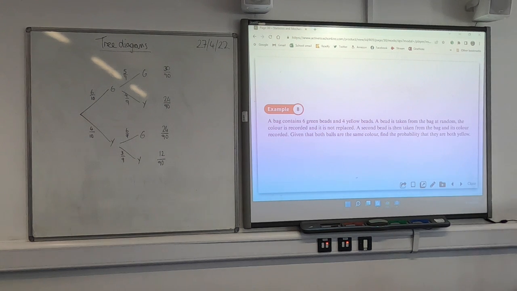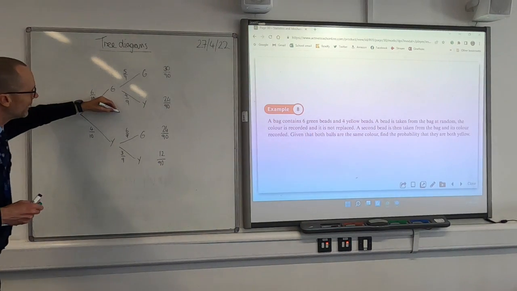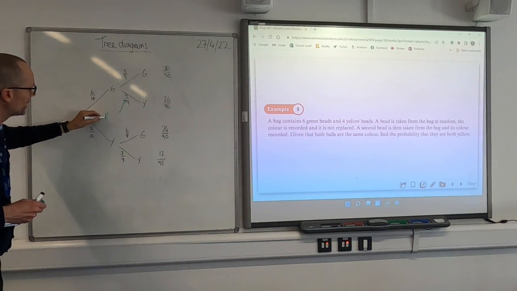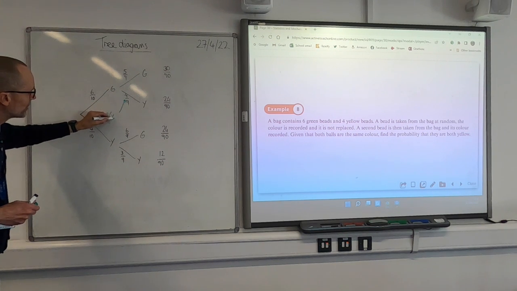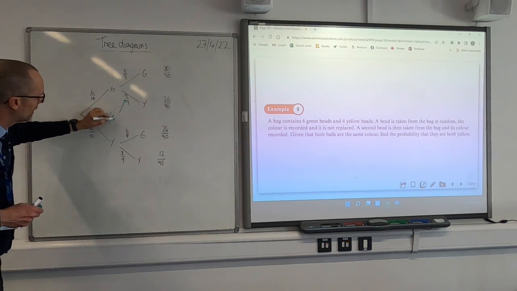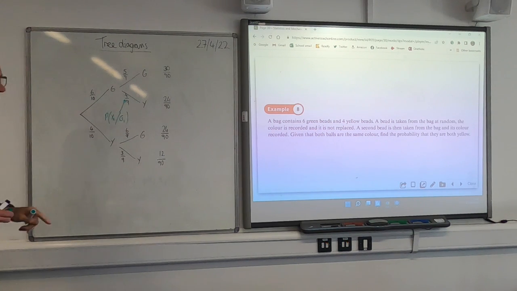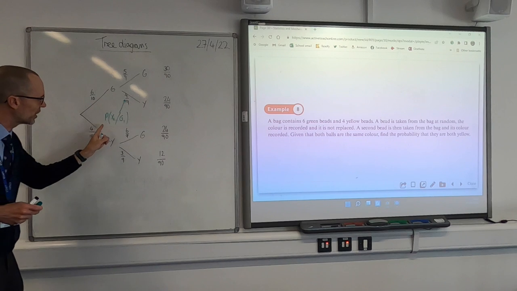Now we could throw in some of the notation that we've used. So for example, this probability here is the probability that you get a yellow with your second bead, given that you got a green for the first bead. That's that probability, isn't it? And we could use that sort of notation throughout that diagram. I mean, well, I'm not going to, but that's the answer.